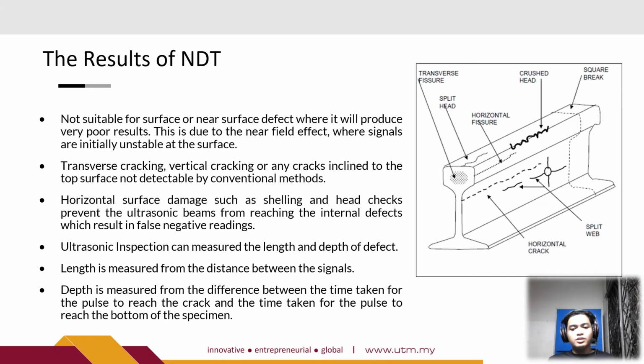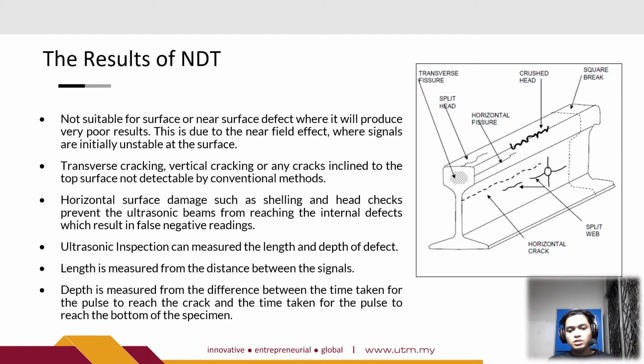Onto the results of NDT. For the common method, which is ultrasonic testing, this method is not suitable for surface or near surface defects, where it will produce very poor results. This is due to the near field effect, where the signal is initially unstable at the surface. This diagram shows some of the defects that can occur on the railway track. For example, transverse cracking, vertical cracking or any crack inclined to the top surface are not detectable by the conventional method.